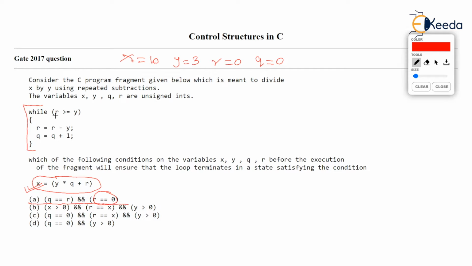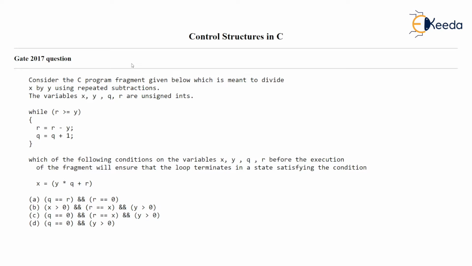Let's see. While r is greater than or equal to y. So r is 0. While 0 is greater than or equal to y, which is 3. Now 0 greater than 3 is straight away false. So the while is not at all going to run. So how come it is going to give any answer? So option A is out of question. I hope you are then understanding why your teacher doesn't bother about what is Q, what is R. Maybe some students will intelligently say that Q is quotient, R is remainder, and all that. I don't bother about that at all.